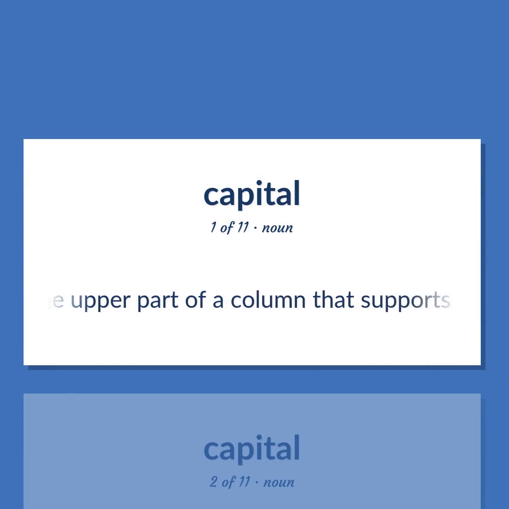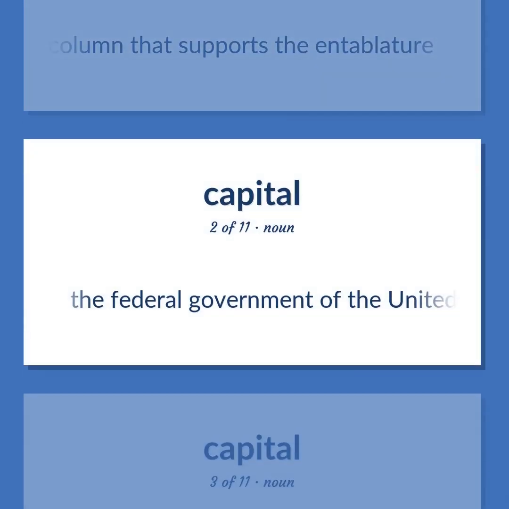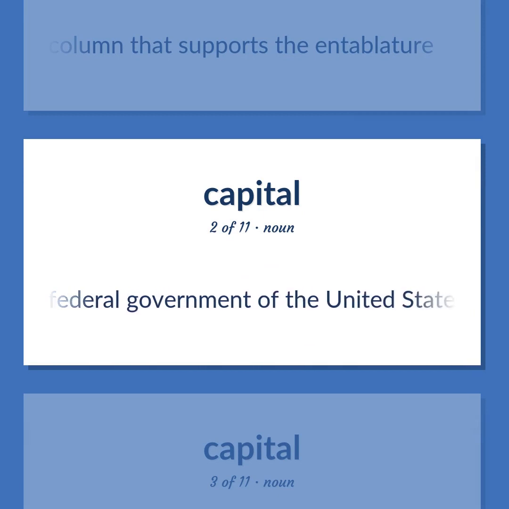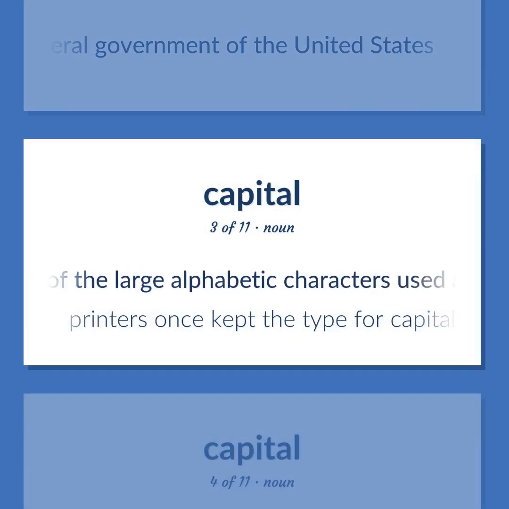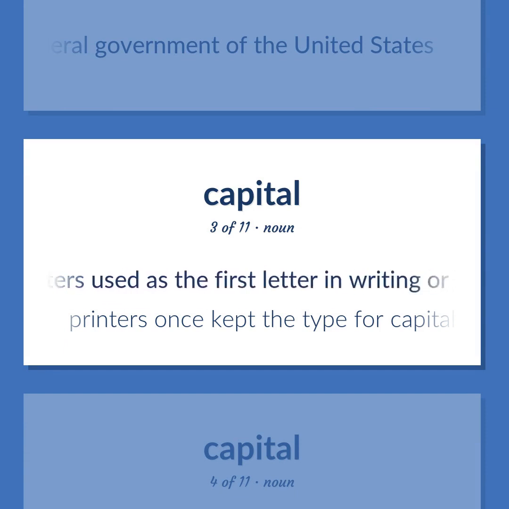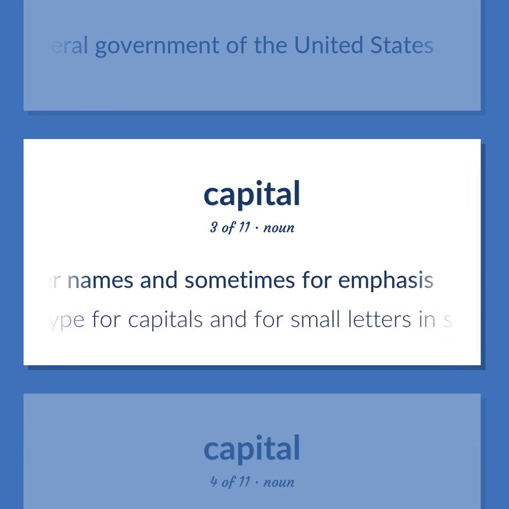The upper part of a column that supports the entablature. The federal government of the United States. One of the large alphabetic characters used as the first letter in writing or printing proper names and sometimes for emphasis. Printers once kept the type for capitals and for small letters in separate cases. Capitals were kept in the upper half of the typecase and so became known as uppercase letters.